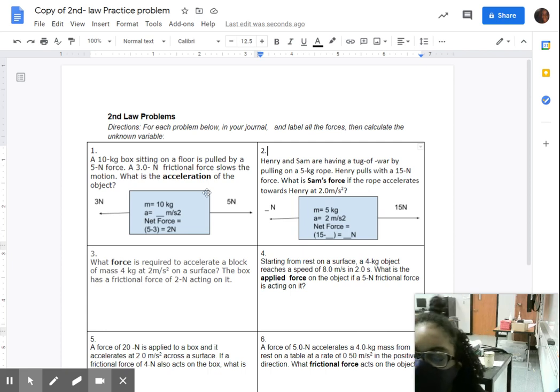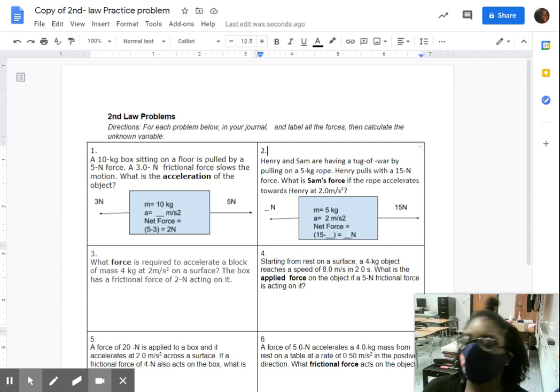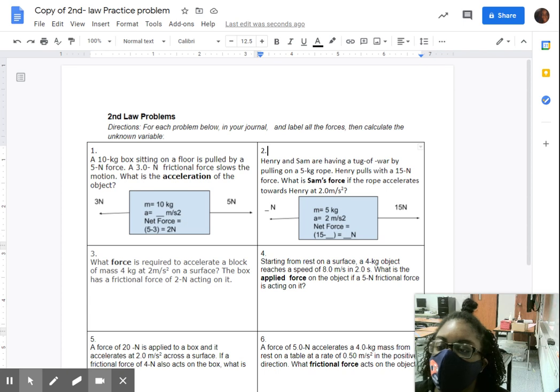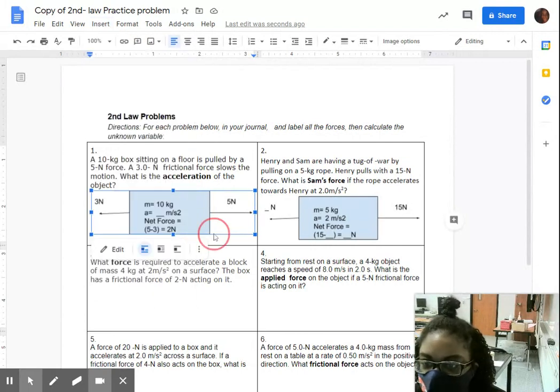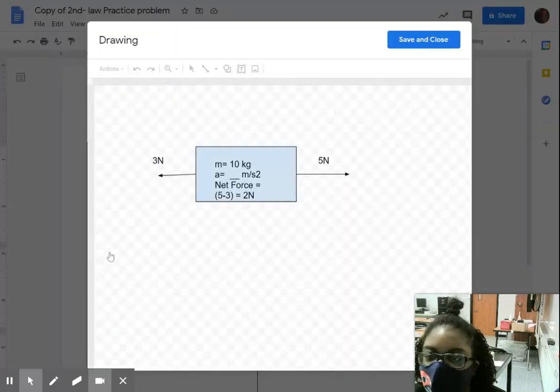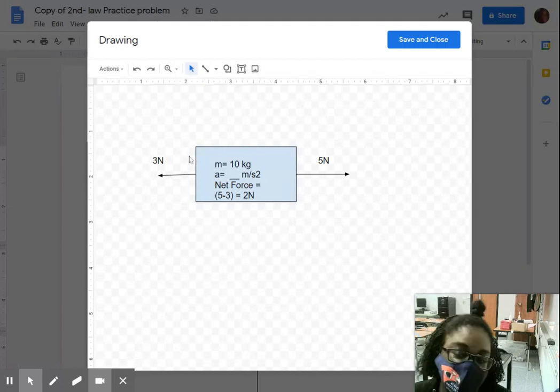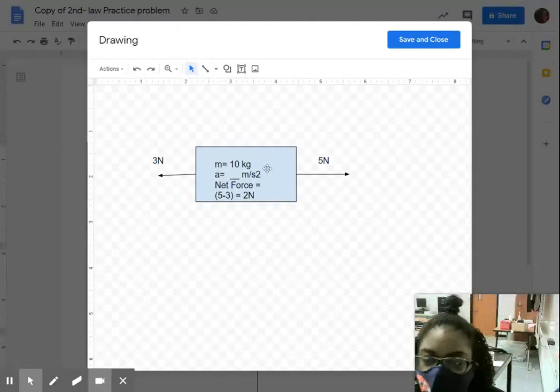Okay, guys, so I'm going to show you how to do numbers 1 and 2. You see number 1 pretty much pre-made and done based on the introduction video. So how did I get here? This is from the insert drawing, and then you will select new, okay? And then I click edit. You will be able to click edit because I already did it for you.